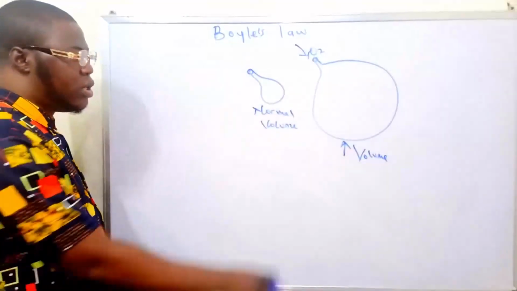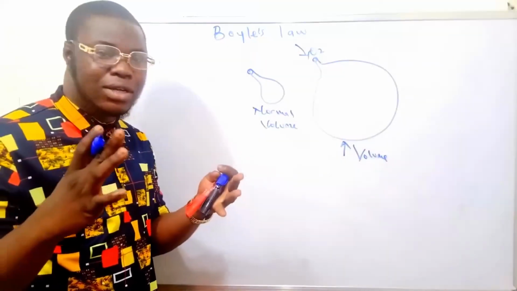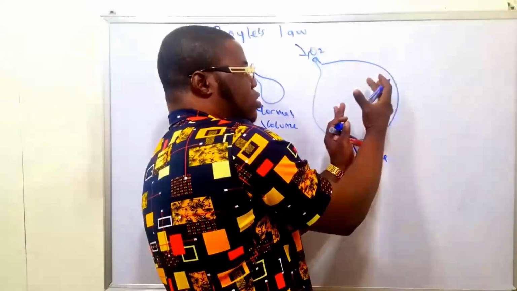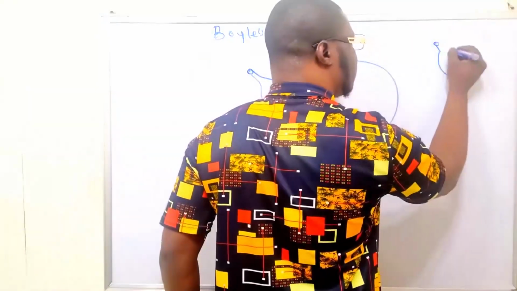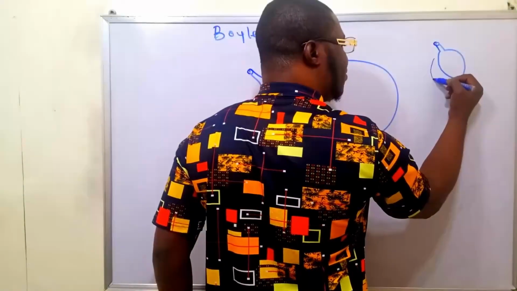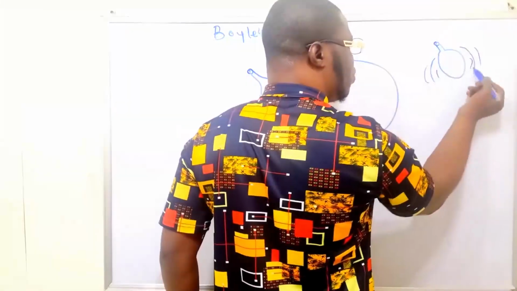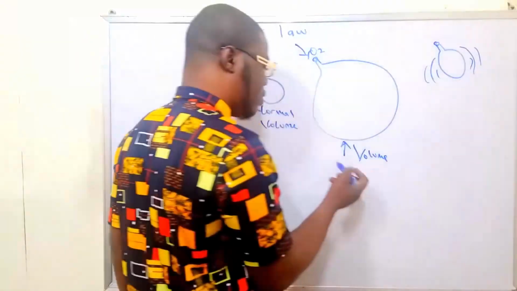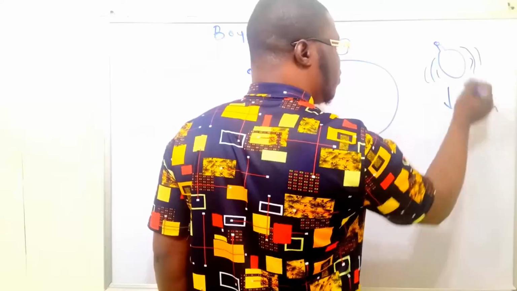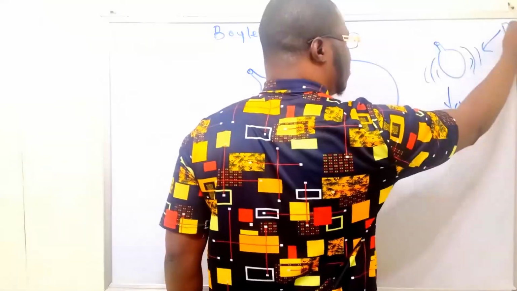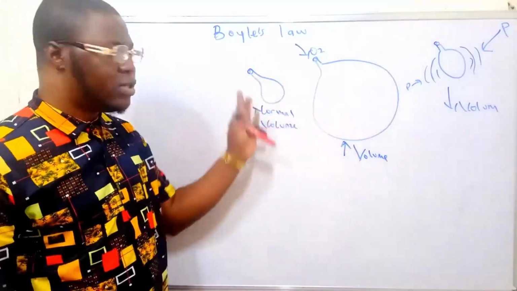Now, this same balloon, if you use your palms and start pressing on it, what will happen? If you use your palm to start pressing or exerting pressure on it, the volume will what now? The volume will reduce. So if you apply some kind of pressure with your hands, that's what Boyle's law is telling you.